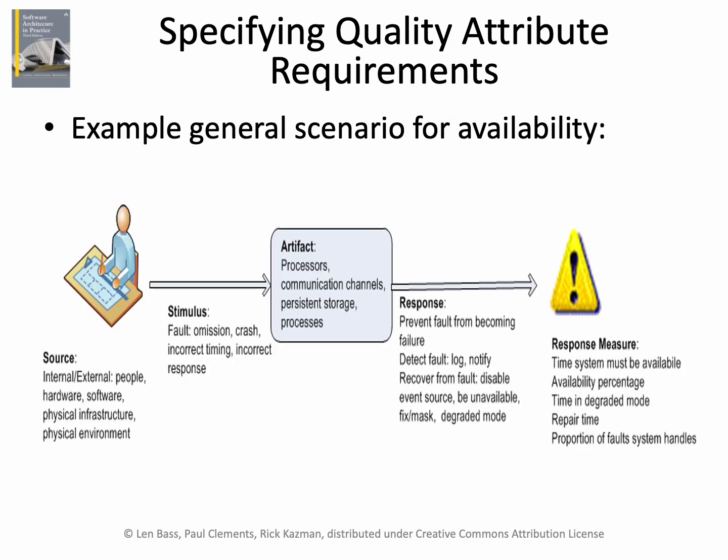For example, general scenarios for availability. The source is internal, external, people, hardware, software, physical infrastructure, physical environment. The stimulus is the fault, omission, crash, incorrect timing, incorrect response. Artifacts can be processors, communication channels, persistent storage, processes.